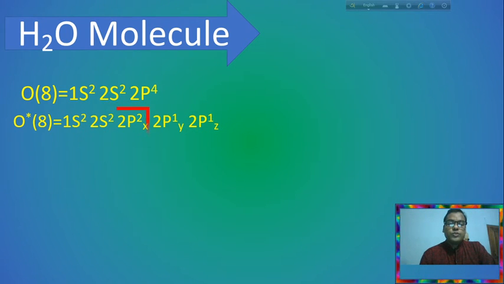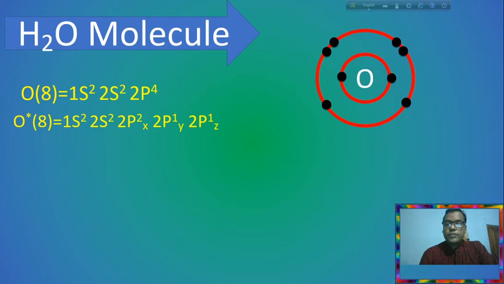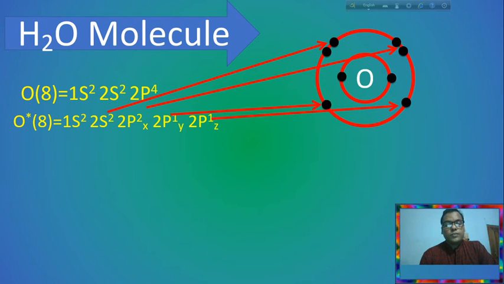These 2 pairs of electrons are lone pair electrons. These electrons are not participating in the bonding process, and these bonding electrons can participate in the bonding process. This is the oxygen atom, and it has 6 electrons at the outermost principal energy level. This pair of electrons is a lone pair, and this pair is a lone pair. This is a bonding electron, and this is a bonding electron.